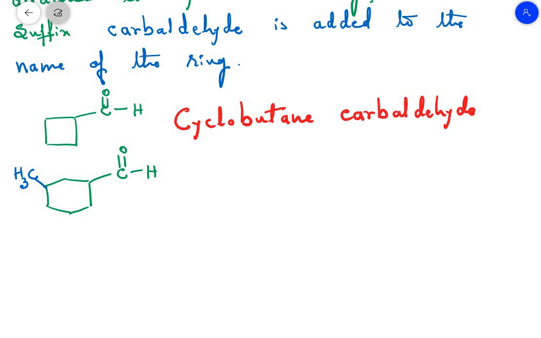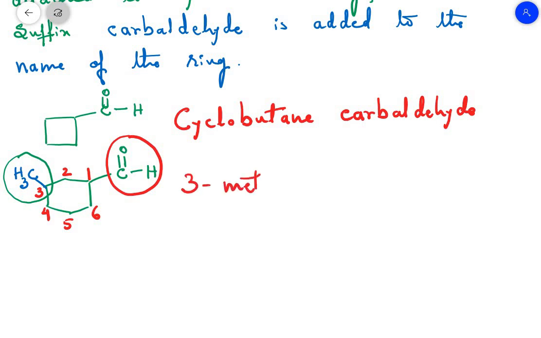But here we are not going to give the preference for the functional group of the carbon atom. In fact, we are writing numbers from this carbon 1, 2, 3, 4, 5 and 6, and therefore at third position we are having the methyl group here, and hence the name of this compound is called 3-methyl cyclohexane carbaldehyde.